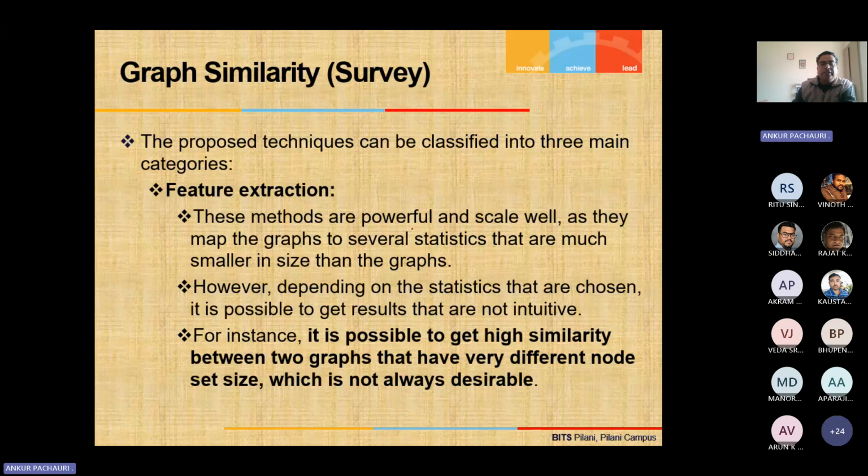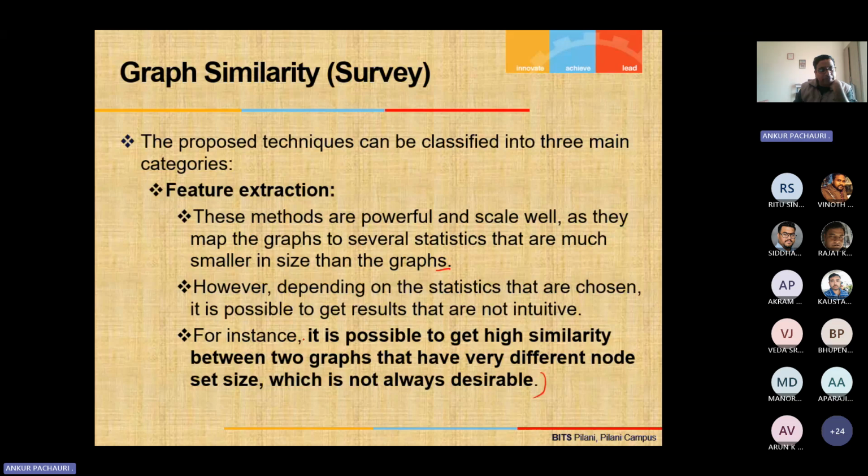These methods are powerful and scale well as they map the graph to several statistics that are much smaller in size than the graph. The diameter is a single value, for example, as are other such statistics, and so on. However, depending upon the statistics that are chosen, it is possible to get results that are not intuitive. It is possible to get a high similarity between two graphs that have very different node sets, which is not always desirable.